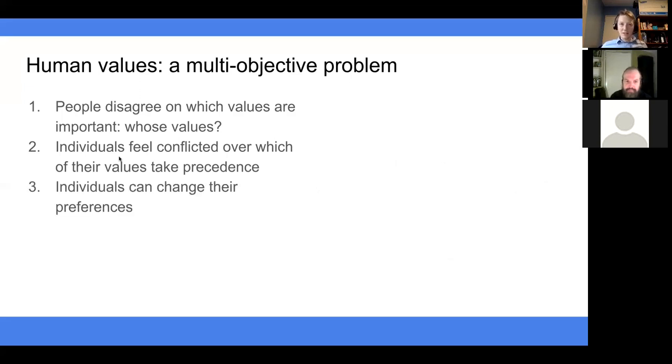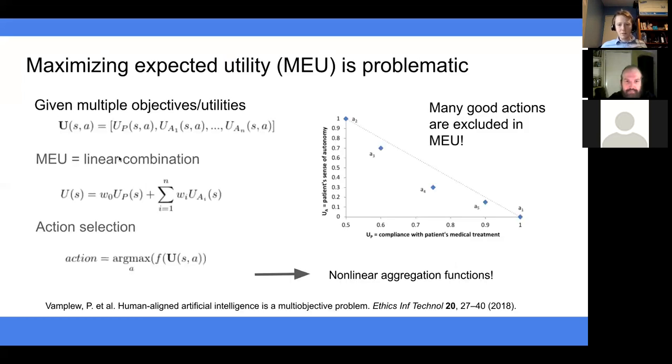And individuals can even change their preferences over time. So this likely reflects the competition between multiple objectives that people are trying to fulfill, or multiple values people have, and they're trying to find the balance between them, and can have inconsistent processes about how to make that judgment. So if we want to model human values, perhaps we want to look at things in a multi-objective fashion as well. But using a maximum expected utility framework is problematic.